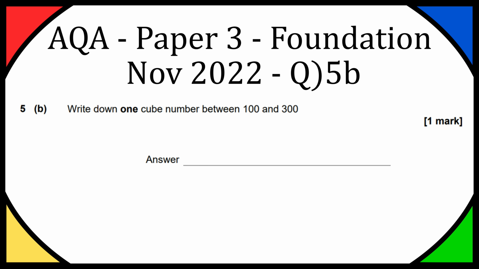Well, a cube number is when you take a whole number and you cube it, so you times it by itself and then by itself again. So for example, 3 cubed would be 3 times 3 times 3, which is 27. Obviously not between 100 and 300, but 27 would be the cube number.